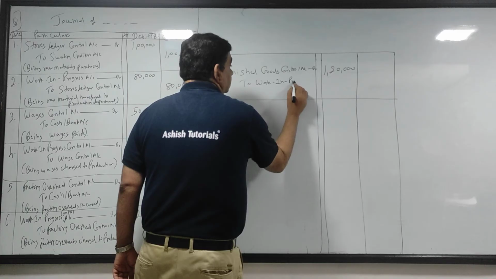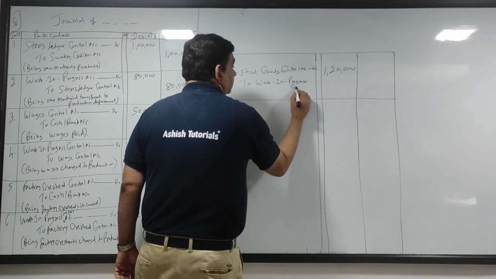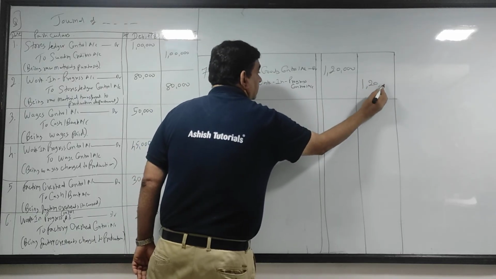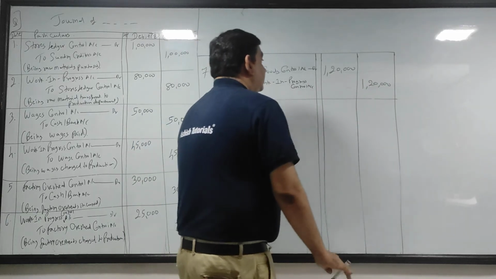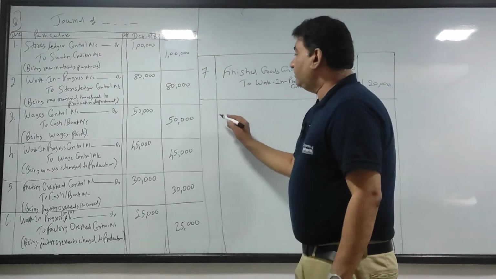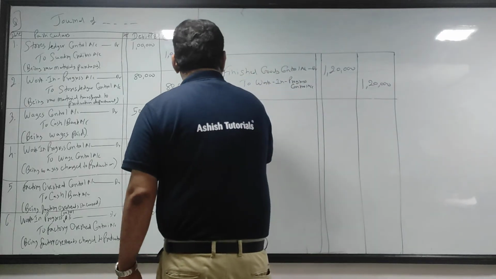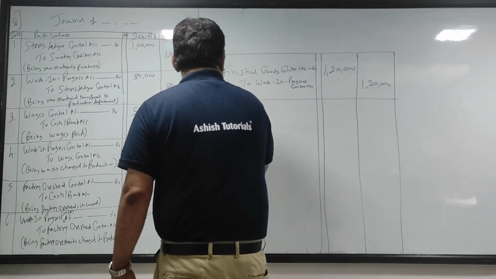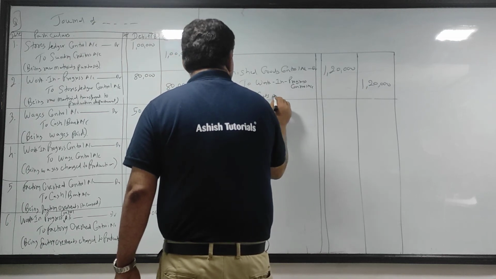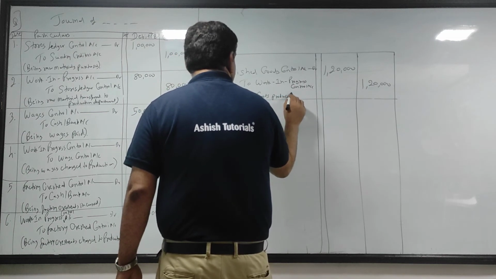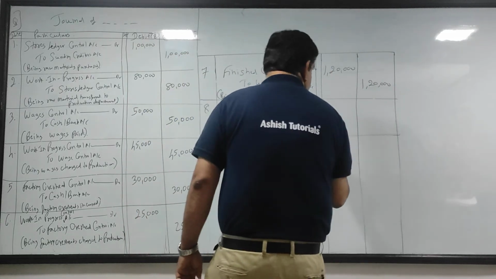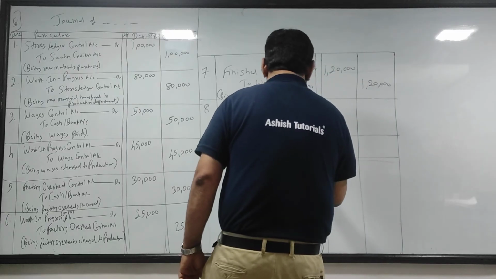So finished goods control debit 120 to work in progress control 120. Narration: being finished goods produced.